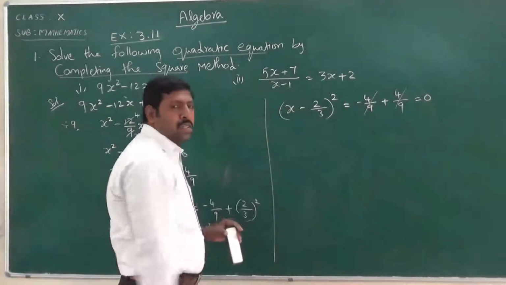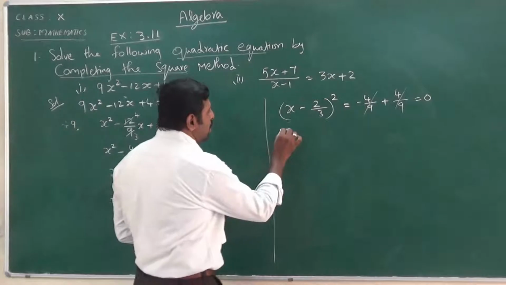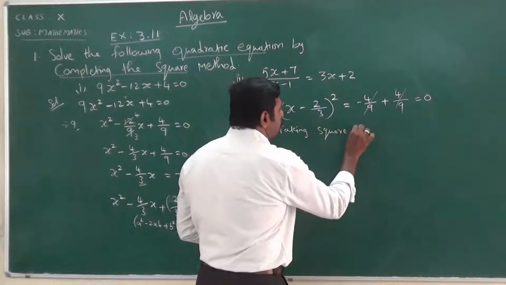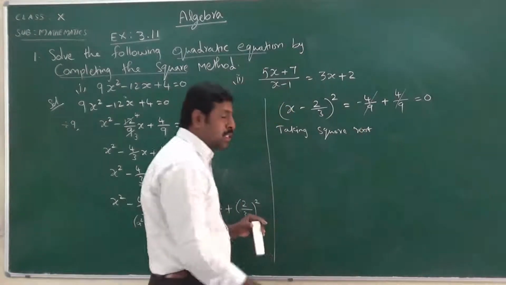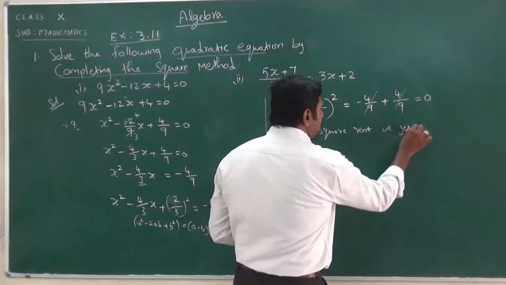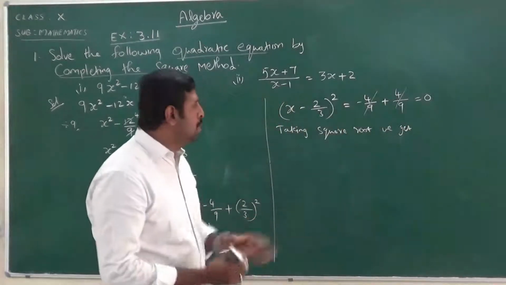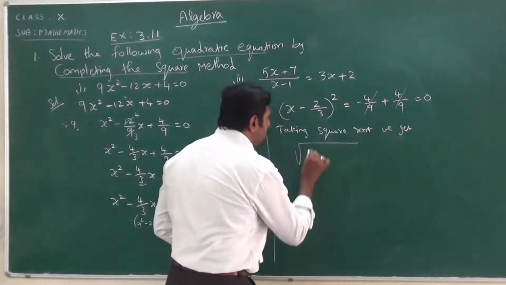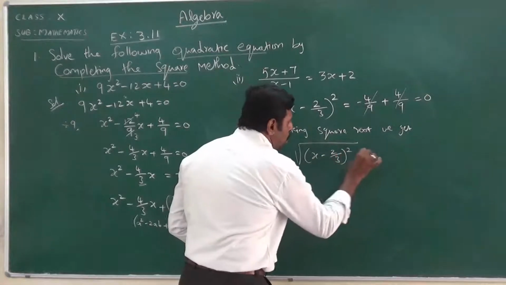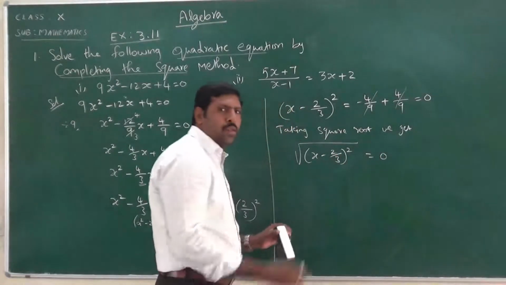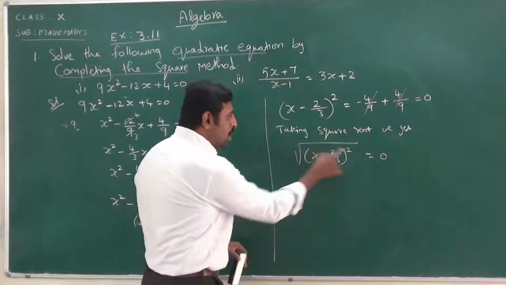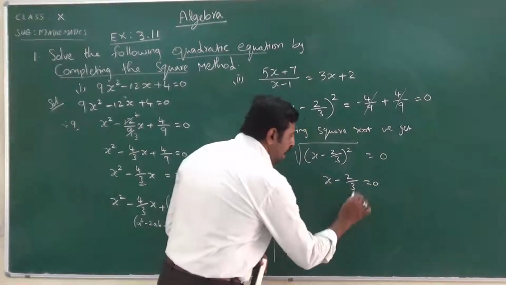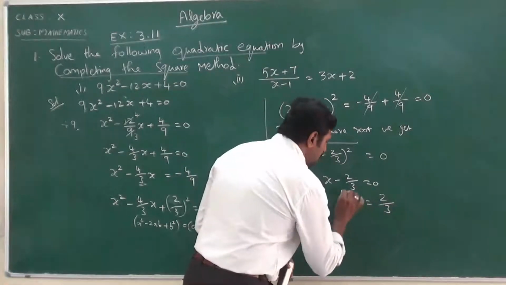Then we take square root, because we want to find the x value only, right? So we want to cancel the square, so we take the square root. Taking square root of x minus 2 by 3 whole square is equal to 0. If you take square root of 0, you get 0 itself, right? So root and square will be cancelled, then x minus 2 by 3 is equal to 0, then the value of x is equal to 2 by 3.